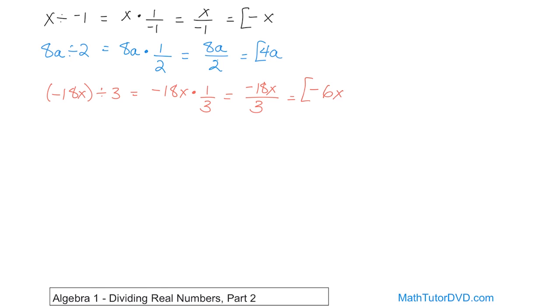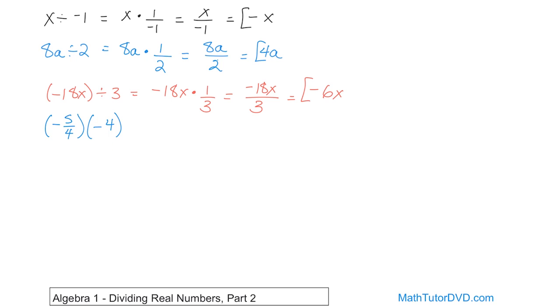Now we'll mix things up a little bit. What if we have -s over 4 times -4? Notice that there's no division here other than there's a division bar, a fraction, but we're multiplying by -4. How do we handle it? It's a fraction times a fraction. So don't forget the -4 is really -4 over 1.